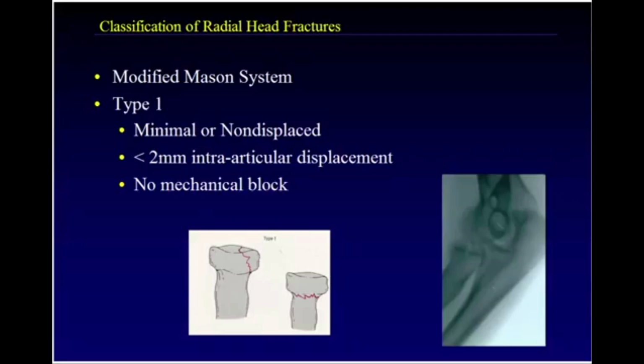In the Mason classification system, type 1 fractures are minimally or non-displaced fractures, defined as less than 2 millimeters of intra-articular displacement. There typically will be no mechanical block to elbow range of motion in these fractures, and they will do quite well with simple conservative non-operative treatment.